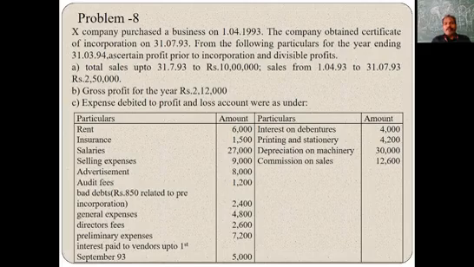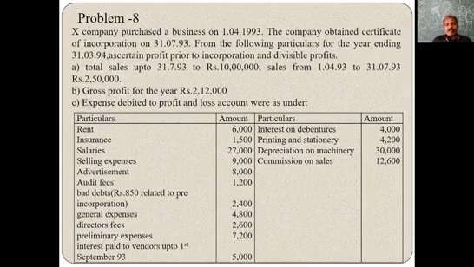Then gross profit for the period is 2,12,000. The expenses are debited to the profit and loss account. They are given some expenses: rent, insurance, salaries, selling expenses, advertisement, audit fees, and bad debts, of which rupees 850 is related to pre-incorporation. That means the balance amount is related to post-incorporation.